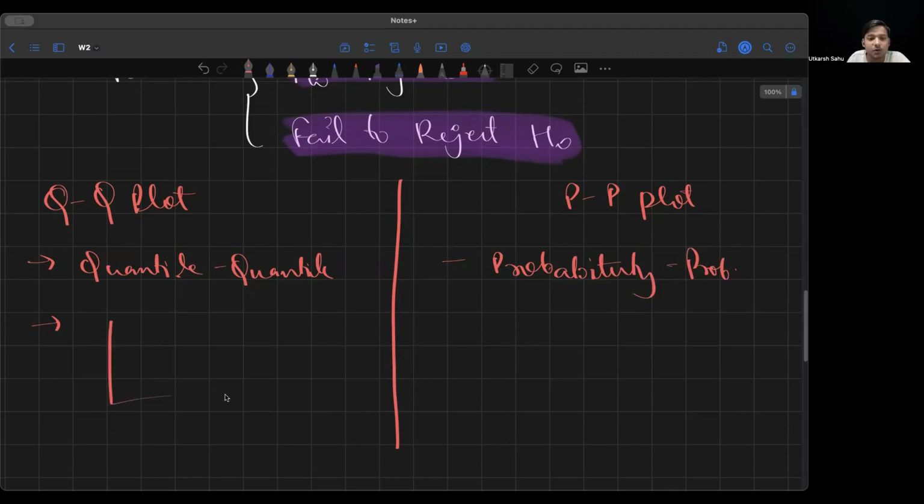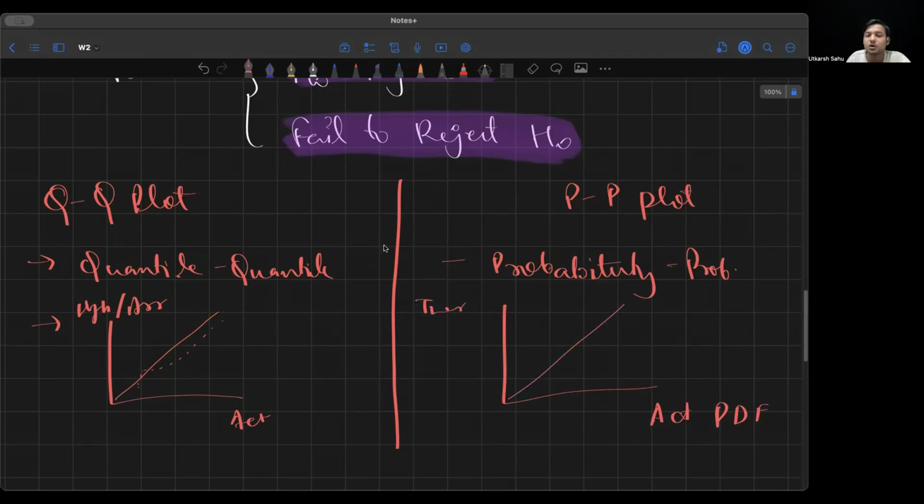So the idea is, we will plot something like this. Here you will have your actual distribution. Here you will have your hypothetical, or assumed, distribution. And there would be one line, y equals x. The closer your points lie to this line, y equals x, the closer your actual distribution is to your assumed distribution. Same in this case. The only difference is that here we are dealing with quantiles, and here we are dealing with probability. So here you will have your actual PDF, and here the theoretical PDF. So this is what happens in a PP plot and a QQ plot.